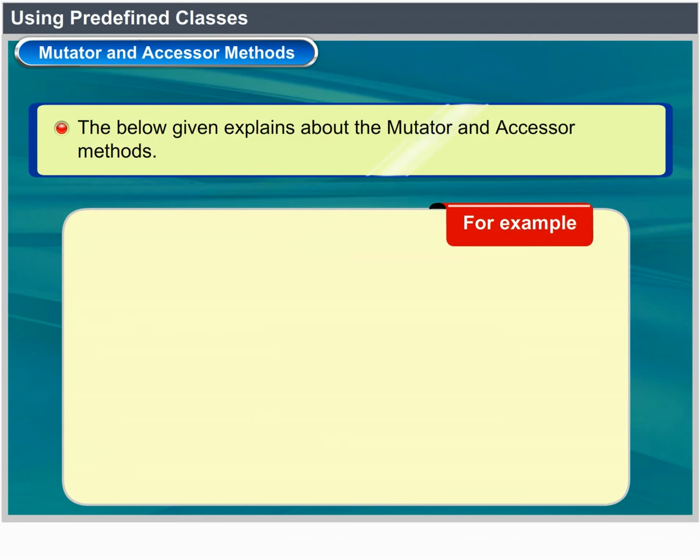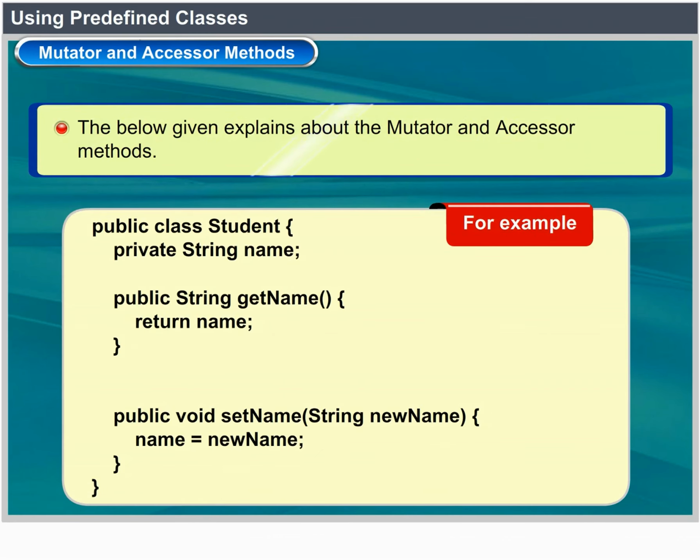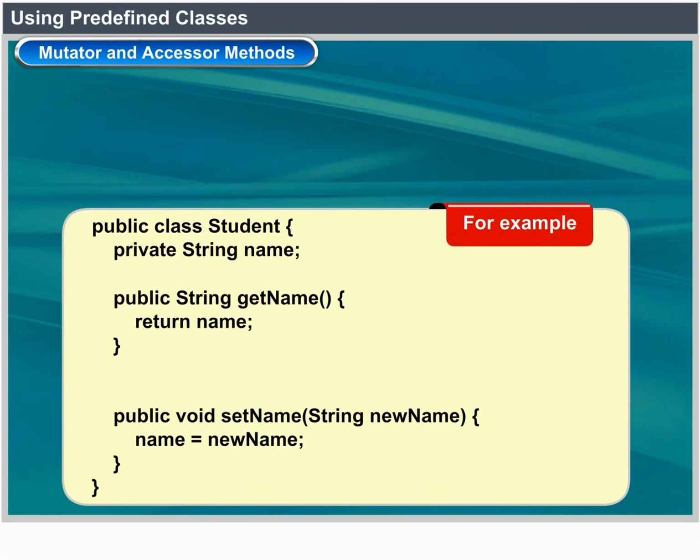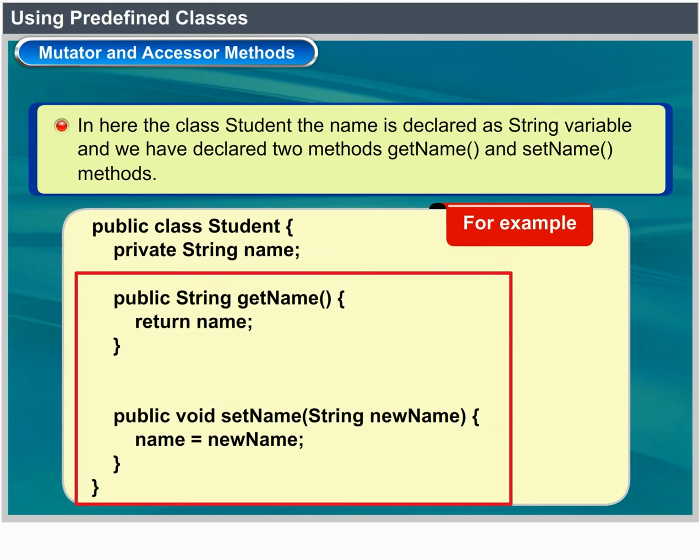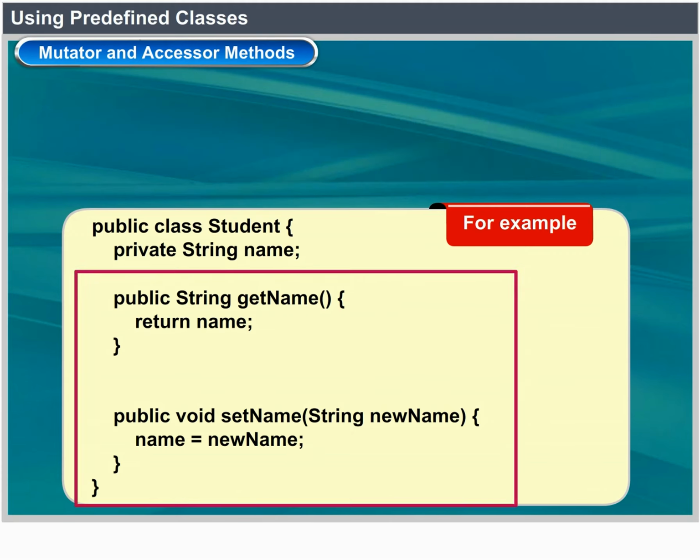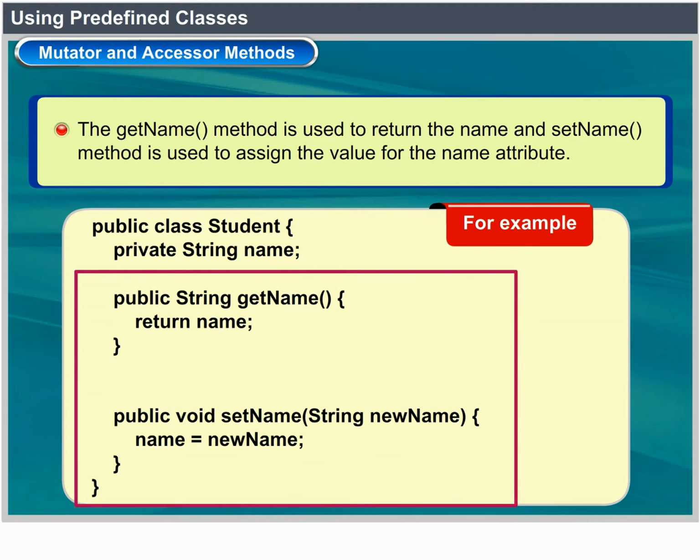The program given below explains the mutator and accessor methods. In the class Student, the name is declared as a String variable, and we have declared two methods, getName and setName. The getName method is used to return the name, and the setName method is used to assign the value for the name attribute.